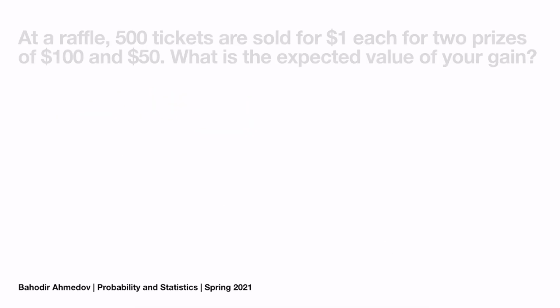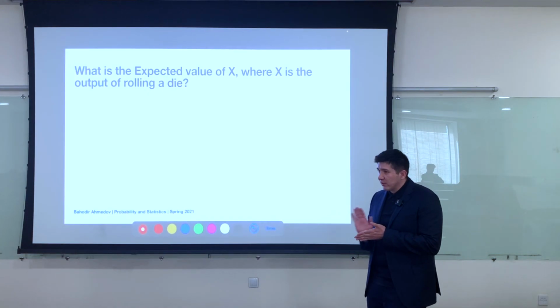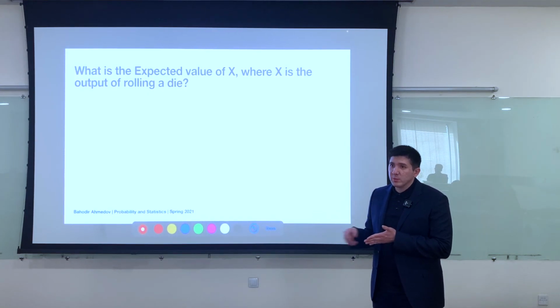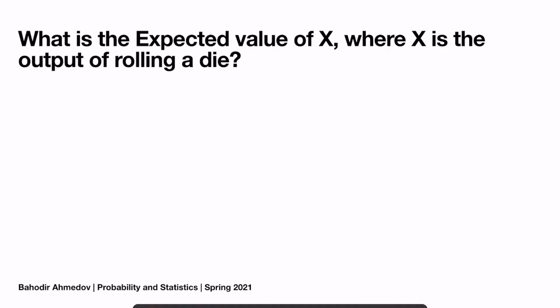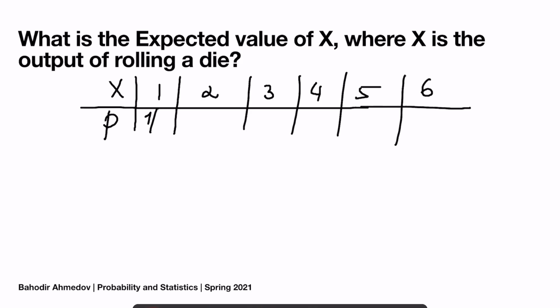So let's talk about some properties of the expected values today. Let's reveal some of its properties. Let's say now the random variable x is the result of rolling a die. Could you please calculate the expected value? Well, first of all, we can make the table, right? X can take 1, 2, 3, 4, 5, 6. And the probabilities are always 1 over 6.